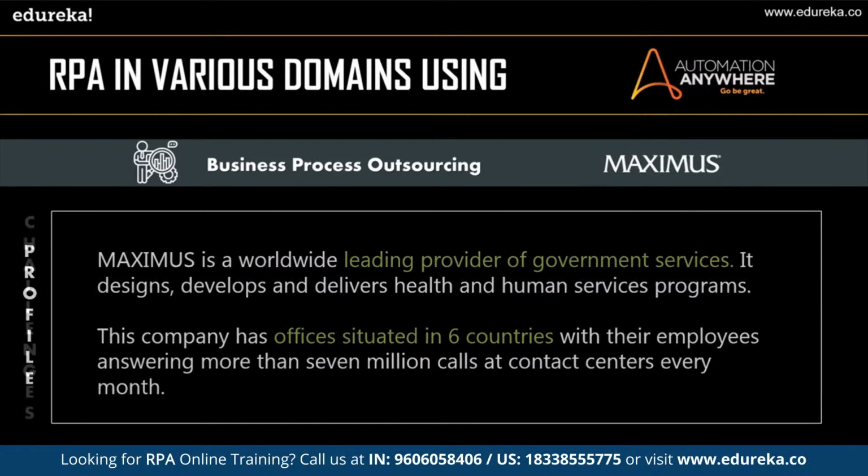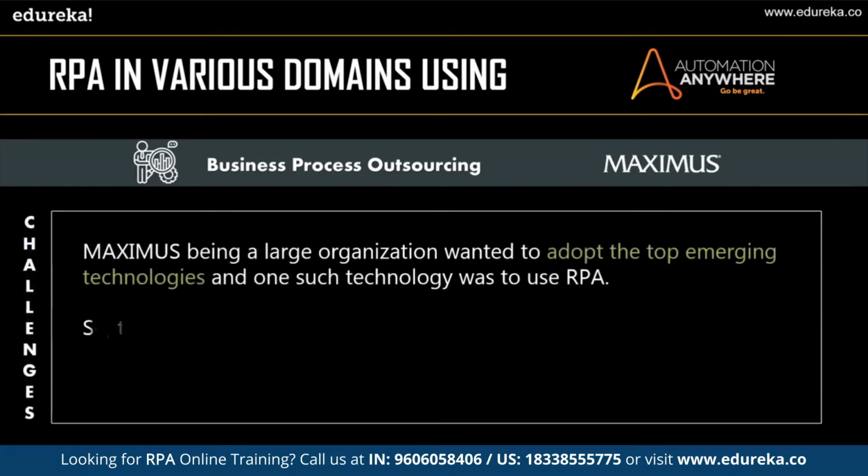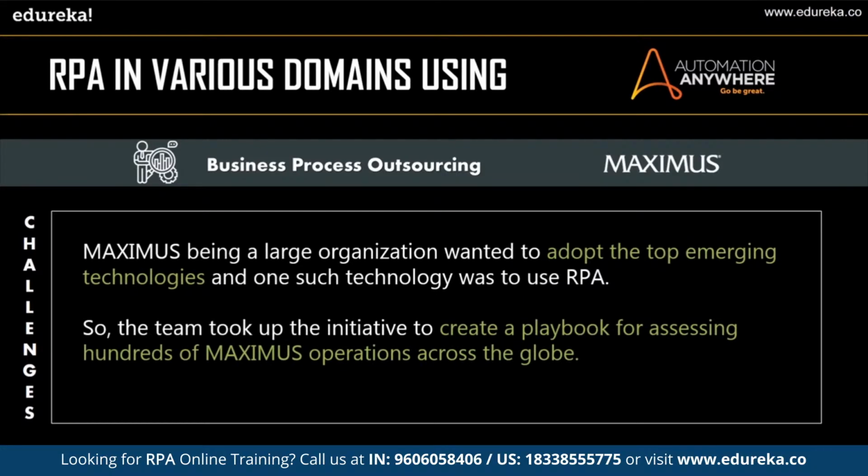centers every month. Now, Maximus, being one of the large organizations, wanted to adopt the top emerging technologies, and one such technology was to use RPA. So, the team took up the initiative to create a playbook for assessing hundreds of Maximus operations across the globe.